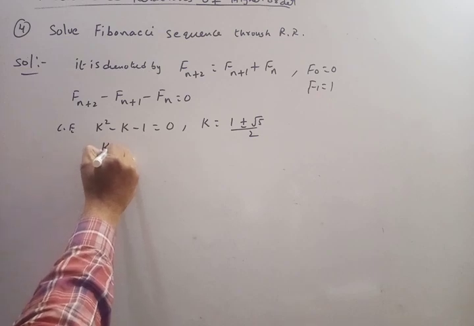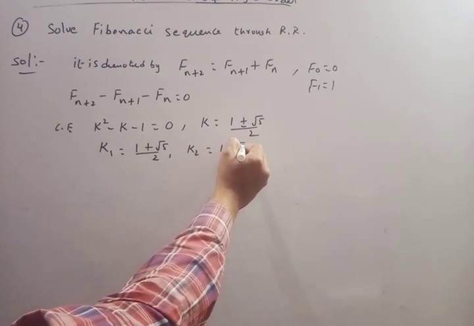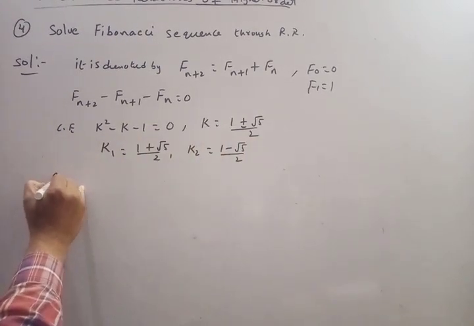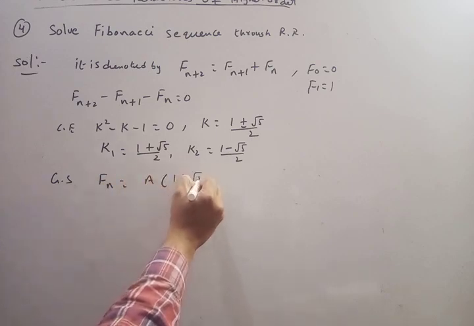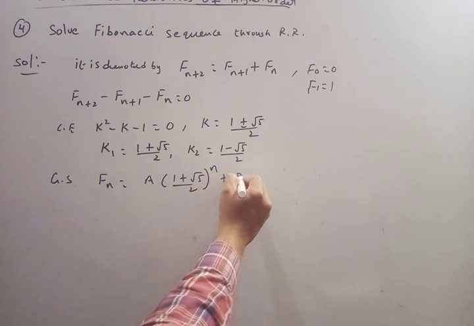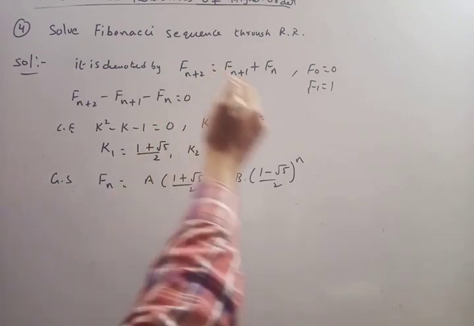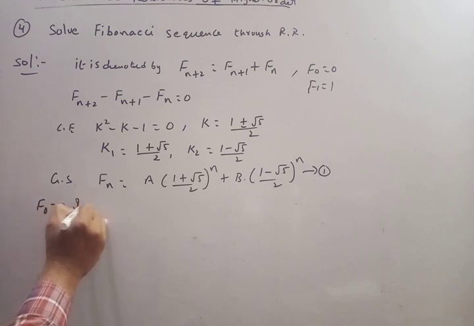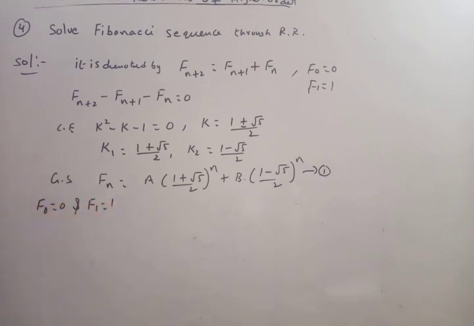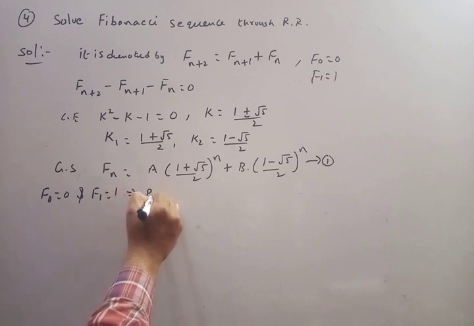That means k1 is equal to 1 plus root 5 by 2 is one value, k2 is equal to 1 minus root 5 by 2 is another value. So therefore the general solution is fn is equal to a into k1 power n, two different roots, plus b into k2, 1 minus root 5 by 2 whole power n, correct? So this is marked as equation number 1. He gave initial conditions: f naught is equal to 0 and f1 is equal to 1. So we have to substitute those initial conditions.